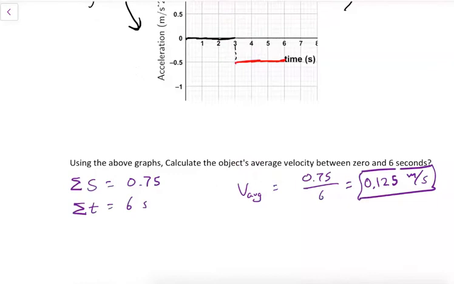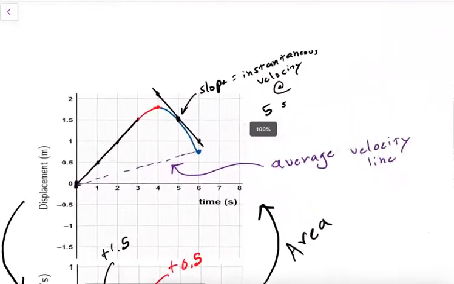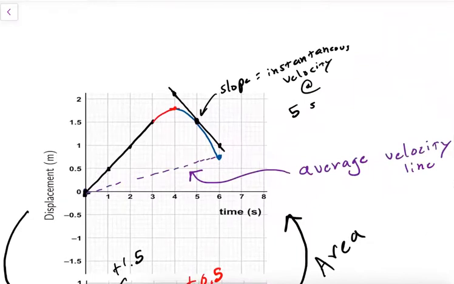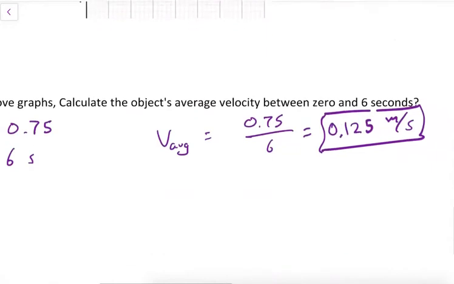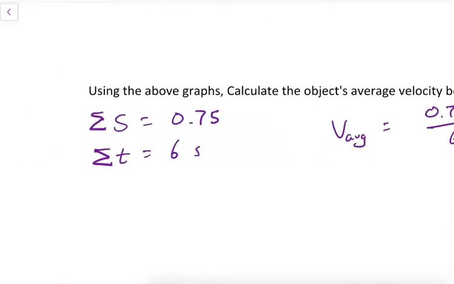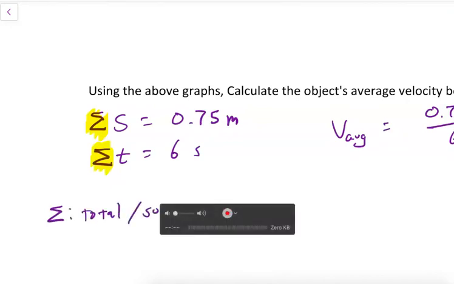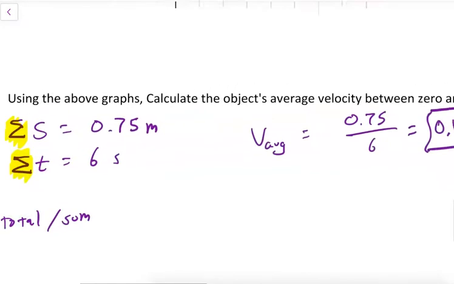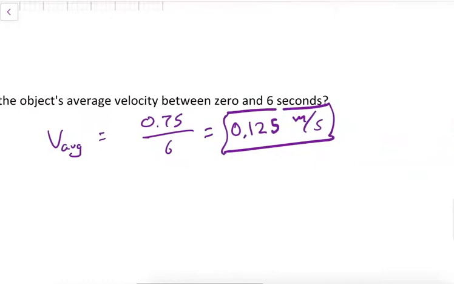All right, so using my graph, I drew, or you can just imagine, an average velocity line of the total change in displacement and the total time. So it went up 0.75 meters in 6 seconds. So my total displacement is 0.75 meters, I'm sorry, not seconds. And my total time is 6 seconds. Similarly, these symbols, right? If you don't know what this means, this just means total, or sum. And so our average is 0.75 divided by 6, which is 0.125 meters per second.